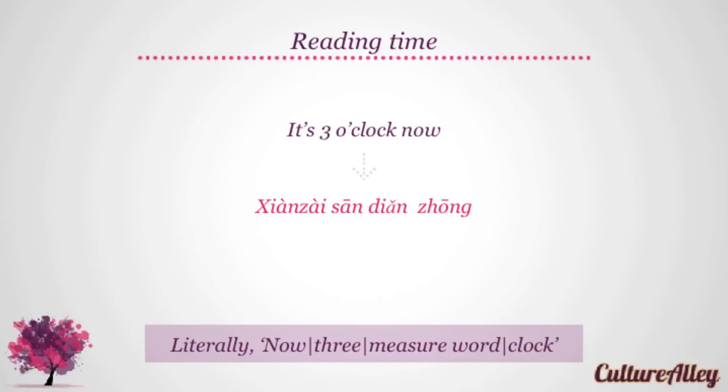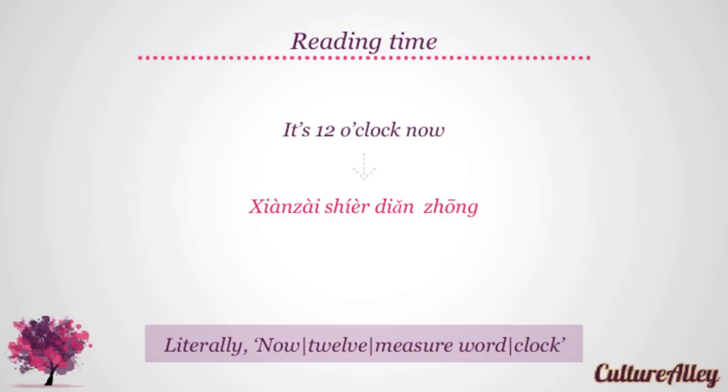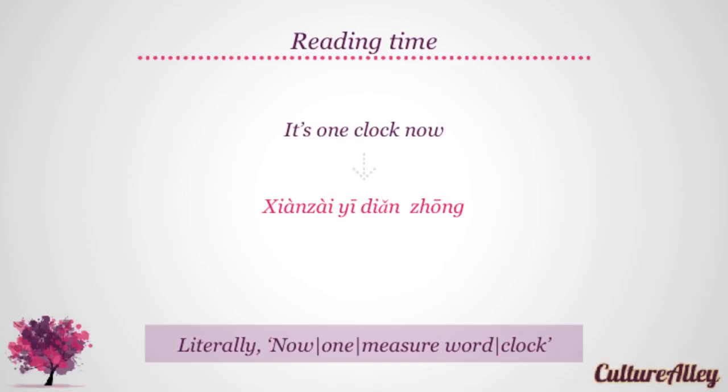Literally meaning now 3 measure word clock. Great. Let's look at another one. It's 12 o'clock now will become 现在12点钟. Literally implying now 12 measure word clock. Here's another phrase. It's 1 o'clock now becomes 现在1点钟. Literally meaning now, 1, measure word, clock.